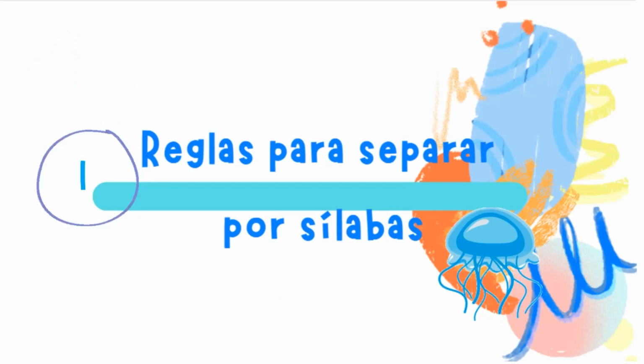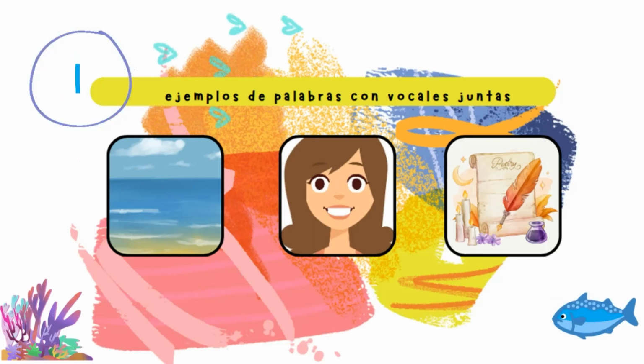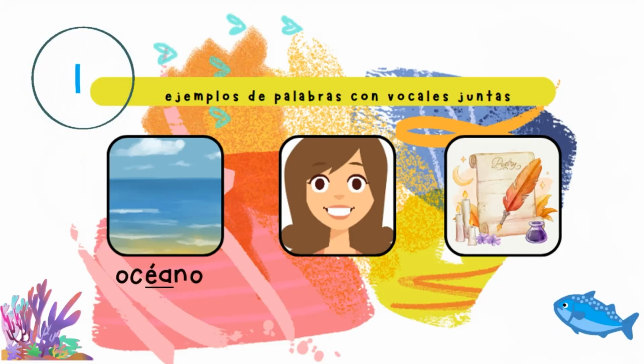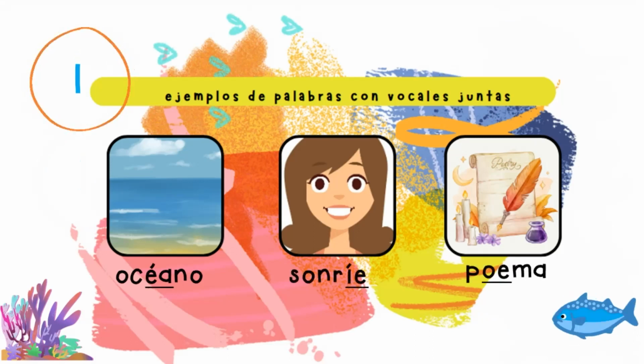Reglas para separar por sílabas. The examples we just saw are pretty easy, but what happens when we have vowels together? Let's see. Here you can visualize some words with vowels together like océano, sonríe, poema. Might sound easy, but it's kind of tricky sometimes, so let's see some rules.